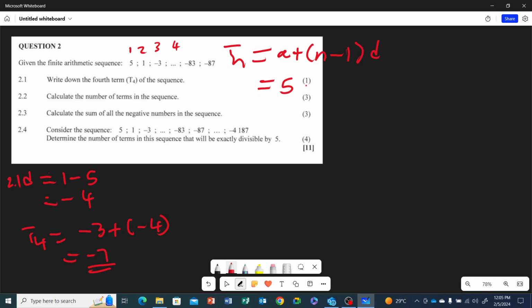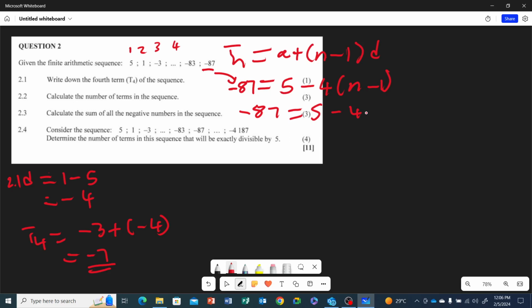Now we want to know the number of terms. Since we want to know the number of terms, I'll make use of the last term and substitute it there. So it's minus 87, which is our last term. Now our job is to find the value of n. So negative 87 is equal to 5. Now 4 times n will be negative 4n. Then minus 4 multiplied by negative 1 will be positive 4.